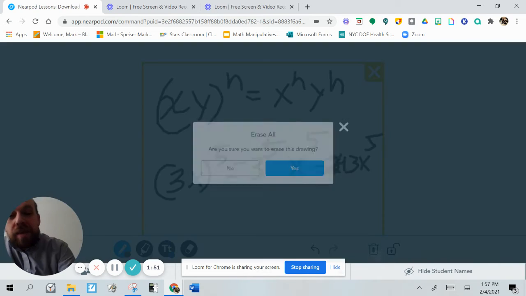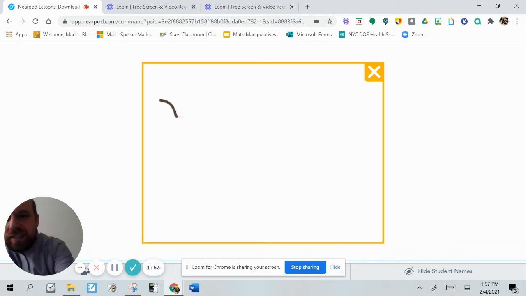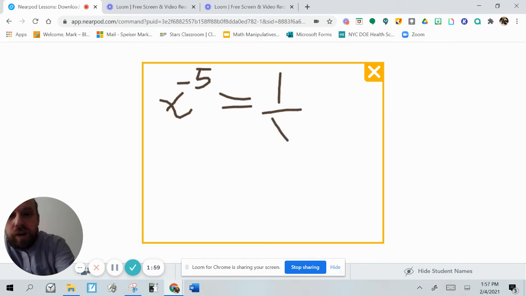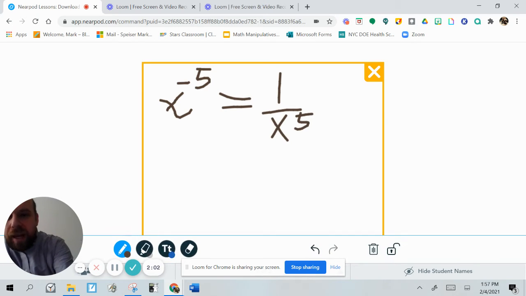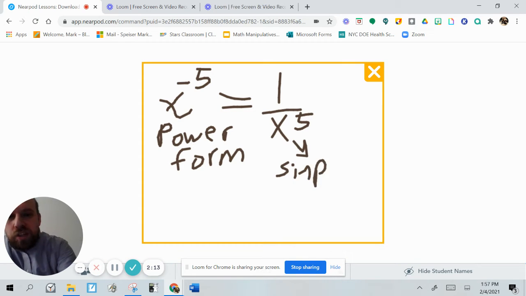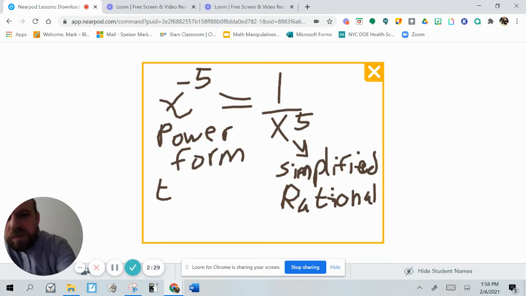Okay, let's look at some negative exponents. So if I had x to the negative 5, I can also write that as 1 over x to the 5th. We call the negative power the power form, or the exponential form. We call this the simplified or rational form.